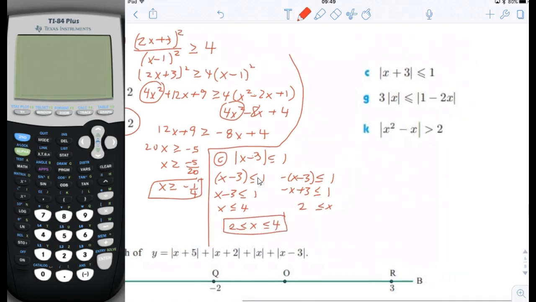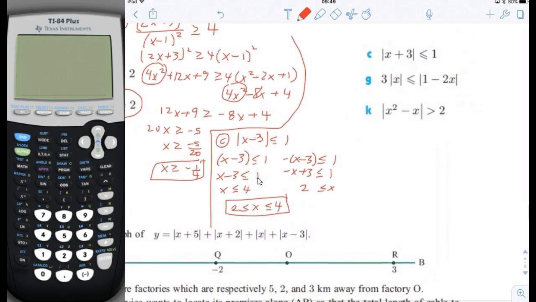Okay, that was C. What about G? G is a case also where maybe we could just square both sides, because there's two absolute values, kind of a lot to worry about. So we will say like 9x squared is less than or equal to 1 minus 2x squared. We're just squaring both sides. Since both sides are always going to be positive, it's okay to square both sides. You're not going to change the absolute value sign.